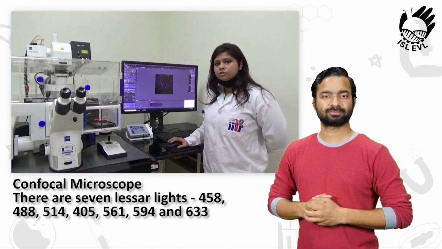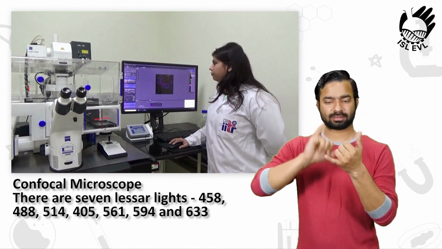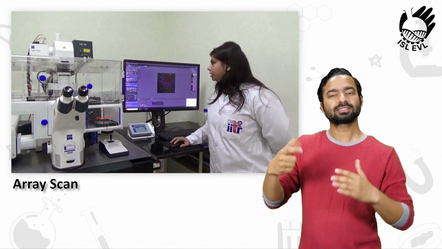There are 7 laser lines in this confocal microscope, which are 458, 488, 514, 405, 561, 594 and 633. These are the main laser lines which we use. And in this instrument, we also have an attachment which is known as the Airyscan, also called super resolution. By using this Airyscan or super resolution, we get the resolution up to the range of 140 nanometer.